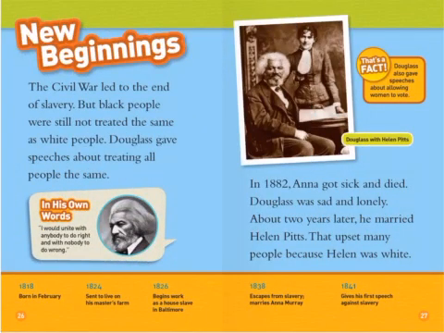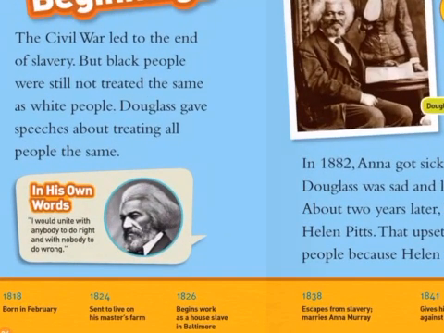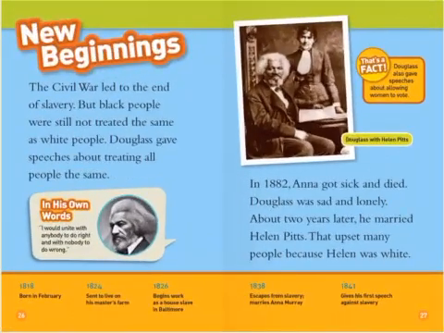New beginnings. The Civil War led to the end of slavery, but black people were not treated the same as white people. Douglas gave speeches about treating all people the same. In 1882, Anna got sick and died. Douglas was sad and lonely. About 2 years later, he married Helen Pitts. That upset many people because Helen was white. In his own words, would you unite with anybody to do right and with nobody to do wrong?